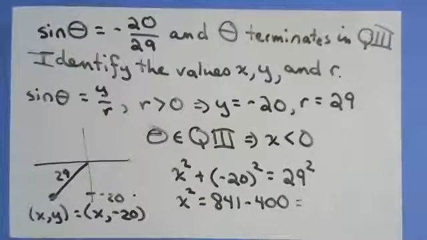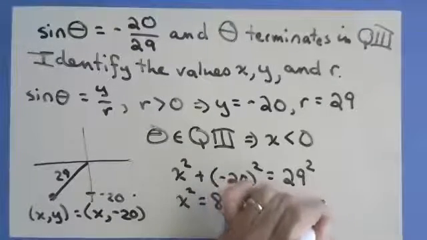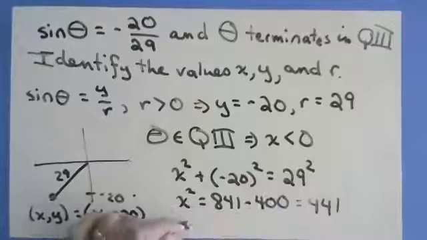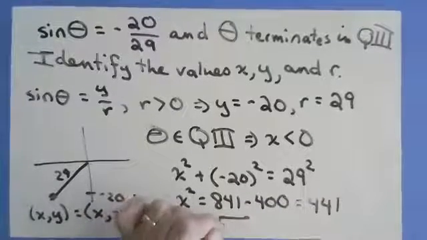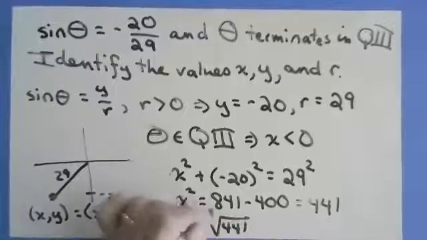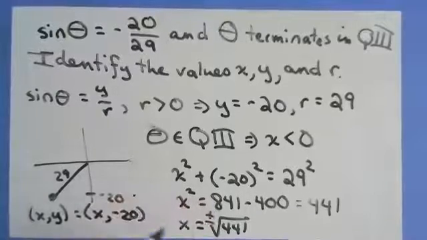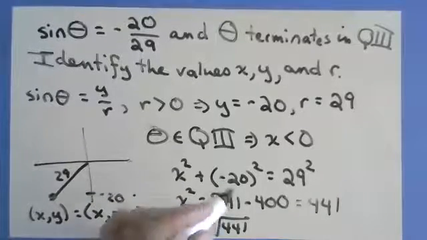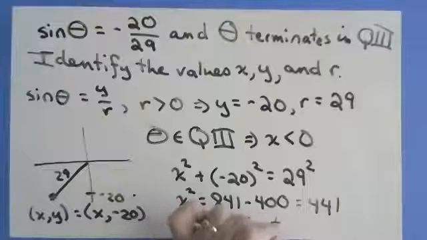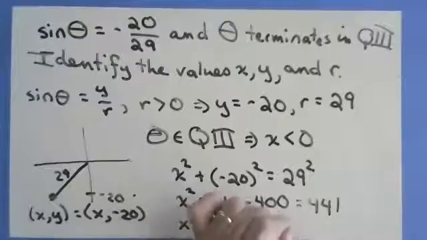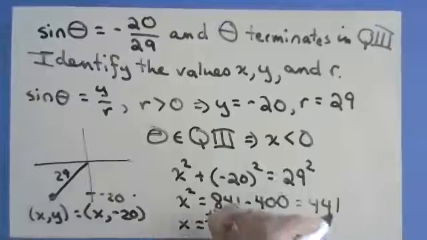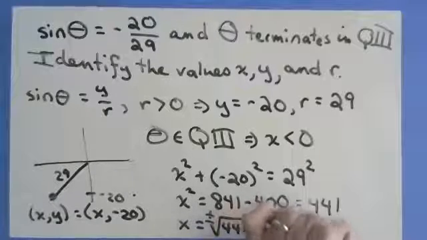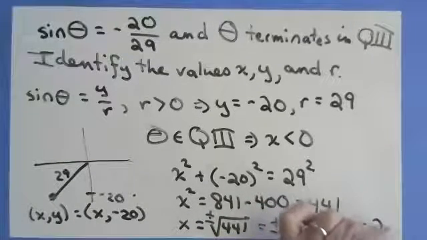So x squared is equal to 441, which means that x is equal to the square root of 441, but we want to think plus or minus here because we know it can be either one, which makes x plus or minus 21, but we know x has to be negative, so that tells us that x is equal to negative 21.